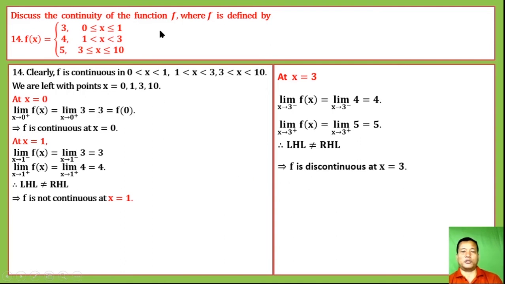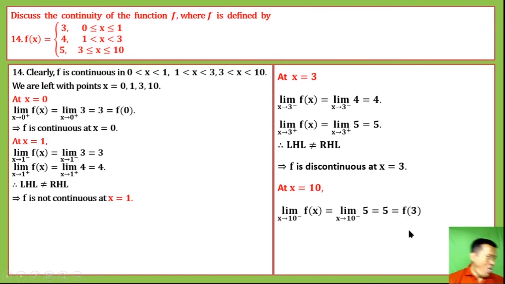At 10, the upper limit is there, so test the left hand limit at 10 for continuity. It is 5, and f of 10 is the same, so f is continuous at 10.